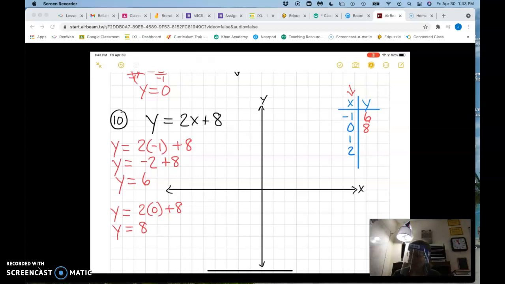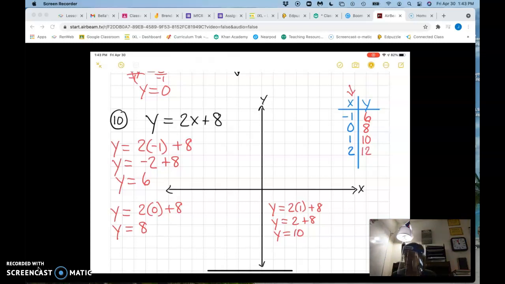Okay, so let's plug in positive 1 now. So y equals 2 times 1 plus 8. So 2 times 1 is 2 plus 8. So when x is 1, y is 10. Does anybody see a pattern with the y values? It's going up by 2. So what do you think 2 will be? 12. When we plug in 2, we're going to get 12.